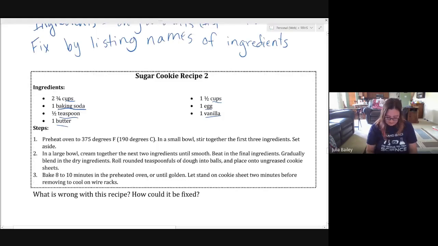But then when you go to make the recipe, stir together the first 3 ingredients. How do I stir together 2 3/4 cups? Cups of what? 1 baking soda. What does that mean? What, like a whole box? How big of a box? How much is one little tiny grain? 1 baking soda? 1/2 teaspoon of what? Should I get a literal plastic spoon and, if it says 1/2 teaspoon, just put the whole spoon in there? Is that what I'm supposed to do? No, obviously not. So what's wrong with this recipe?